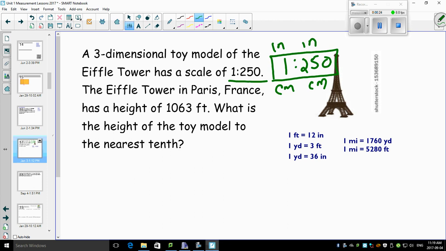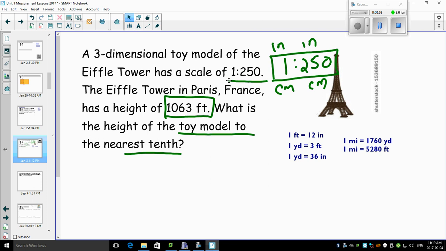Now, it says the Eiffel Tower in Paris, France has a height of 1,063 feet. Great, awesome. It says, what is the height of the toy model going to be then to the nearest tenth? Notice how it doesn't tell you to the nearest tenth of what. Well, you're going to give it to the nearest tenth of whatever you want. You can give it in inches or you can give it in feet. Usually when you're talking about a toy model, though, are you really talking about feet? Probably talking about inches.